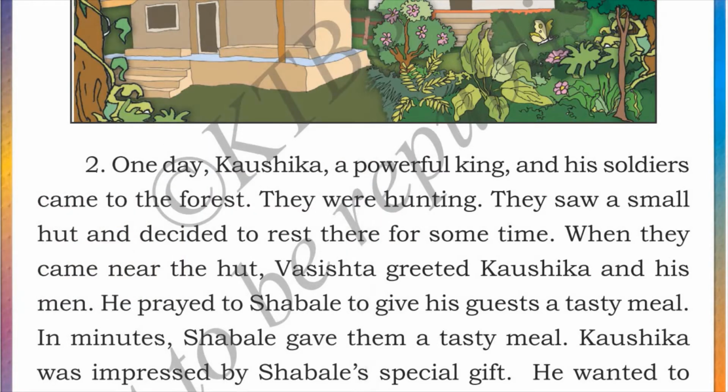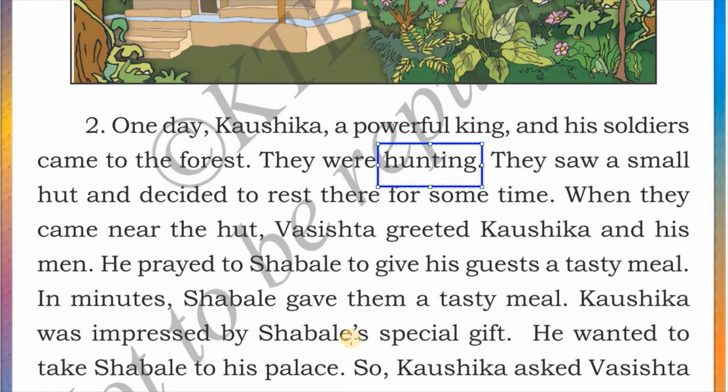Let's see what happens. One day, Kaushika, a powerful king, and his soldiers came to the forest. They were hunting. They saw a small hut and decided to rest there for some time. When they came near the hut, Vasishta greeted Kaushika and his men. He prayed to Shabale to give his guests a tasty meal. In minutes, Shabale gave them a tasty meal. Kaushika was impressed by Shabale's special gift.